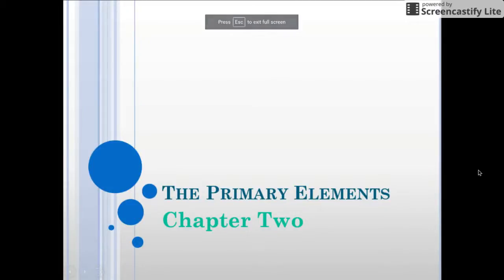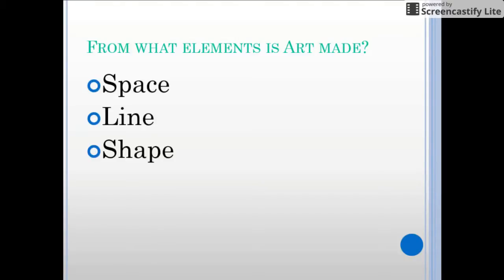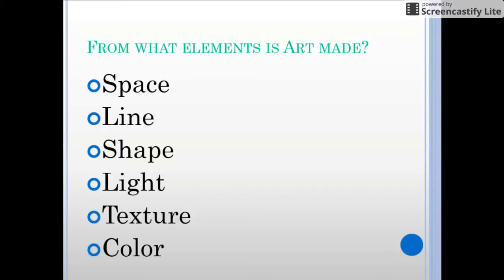Hello, everyone, and this is your lecture for Chapter 2 on the primary elements. What are the primary elements? Basically, these are the elements from which art is made. You have things like space, line, shape, light, texture, and of course, color. So we'll go through in each of the mini lectures and talk about these various elements.